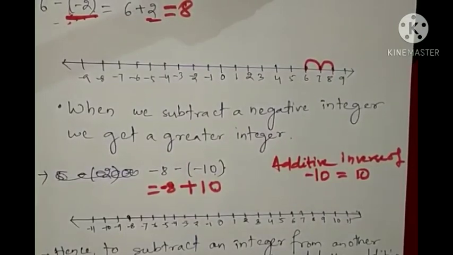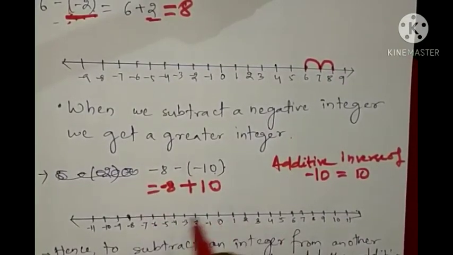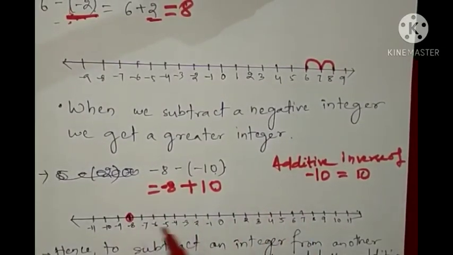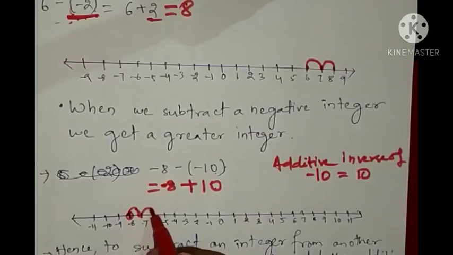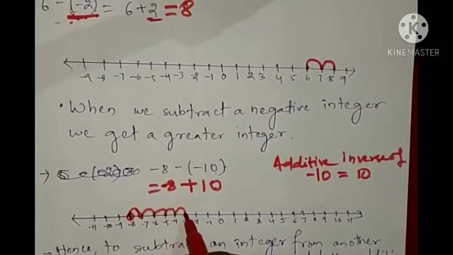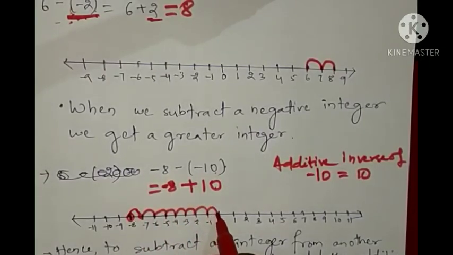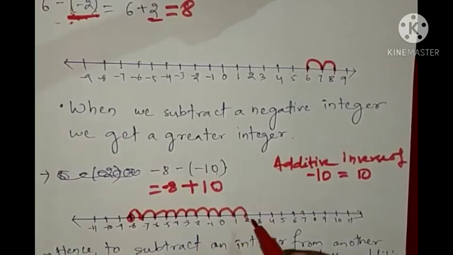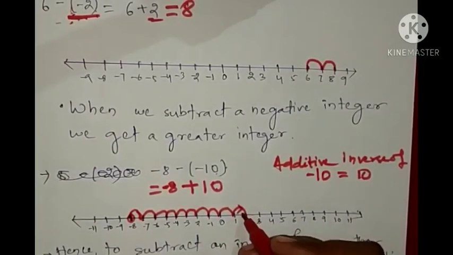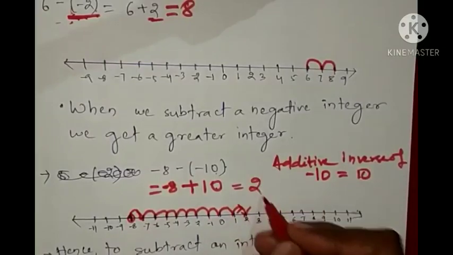So let's see. So minus 8 plus 10. Here is minus 8, plus 10 means we move towards right. 1, 2, 3, 4, 5, 6, 7, 8, 9, 10. So answer is what? 2. Okay.